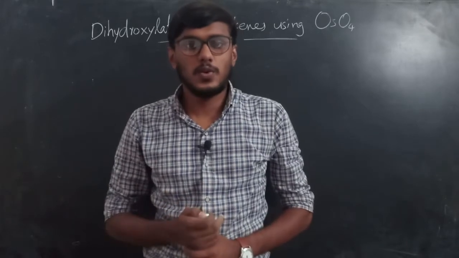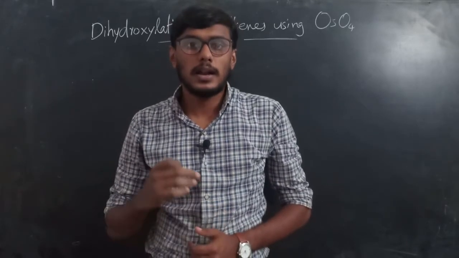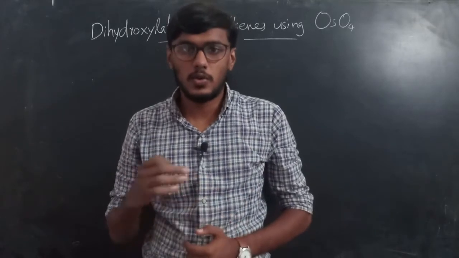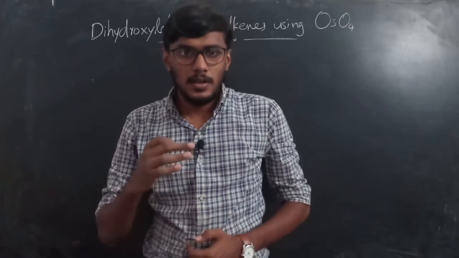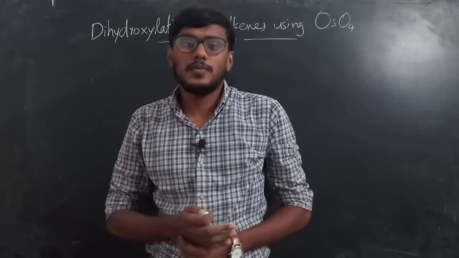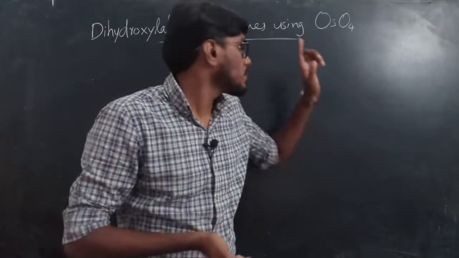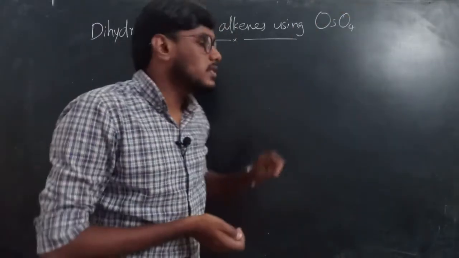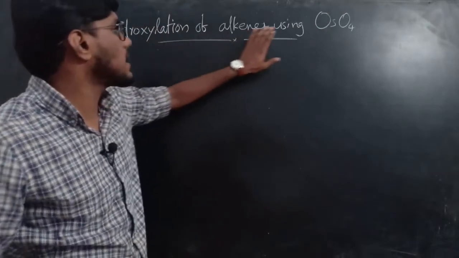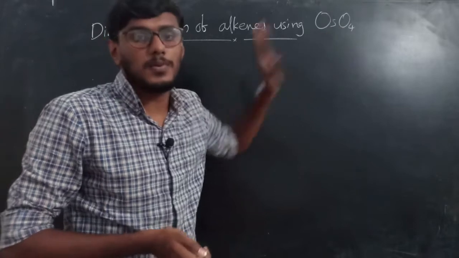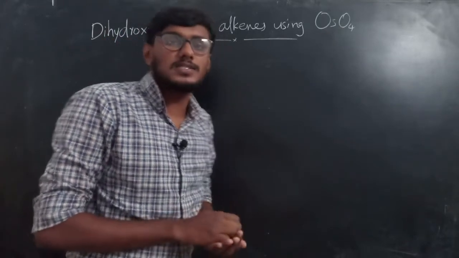In the previous video, we discussed the dihydroxylation reactions using KMnO4, or potassium permanganate. In this video, we are going to discuss the dihydroxylation of alkenes using osmium tetroxide, OsO4. For that, we are taking one example.